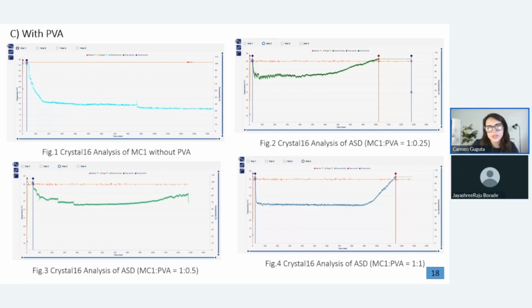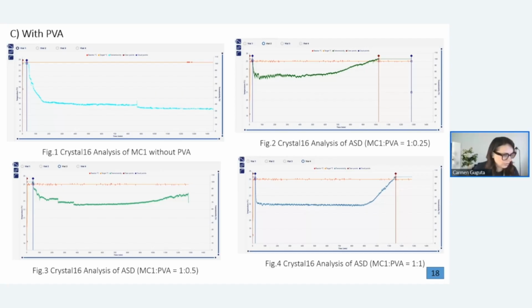I have another question related to the buffers. You have used buffers maybe between 1.2 and 6.8. How would you choose the buffers? How do you choose the buffers for experimentation?